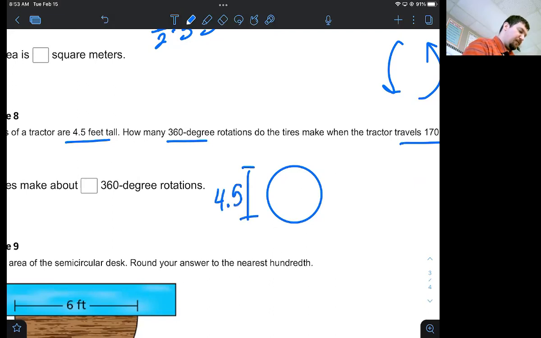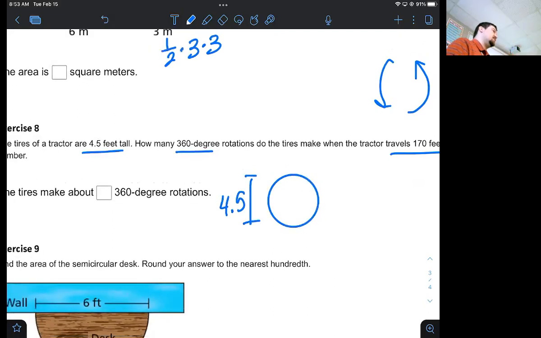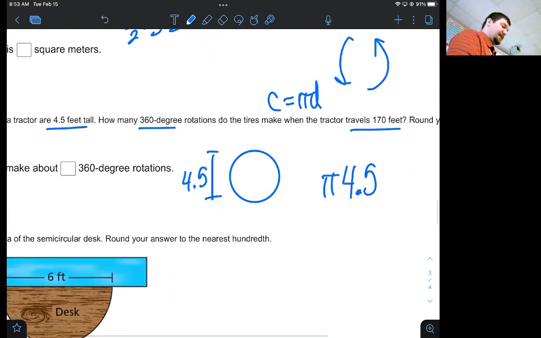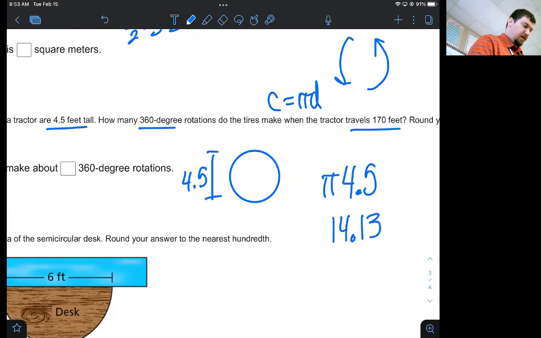It says the height is 4.5. So is that the radius or the diameter of the circle? Diameter, and the circumference formula uses the diameter. So that's what we want. So we're just going to do pi times 4.5. And Alexis is going to tell us what that is. 3.14 times 4.5. Awesome, 14.13, all right. Now, what that means is, and that's feet, because remember circumference is just regular units.